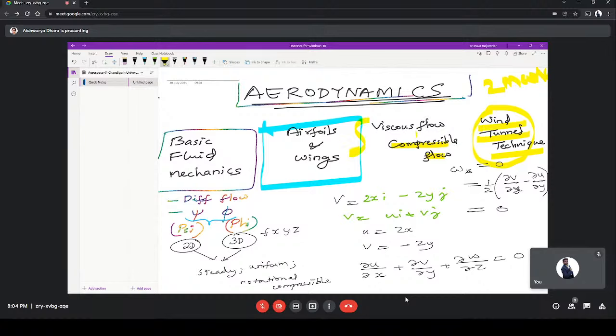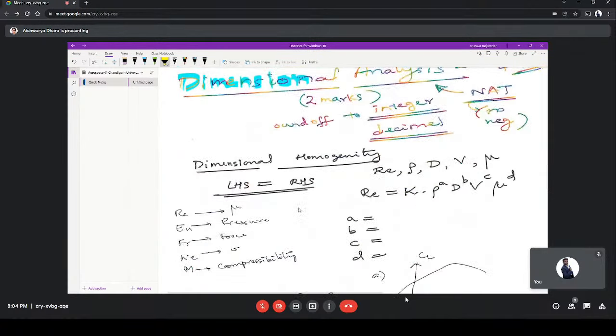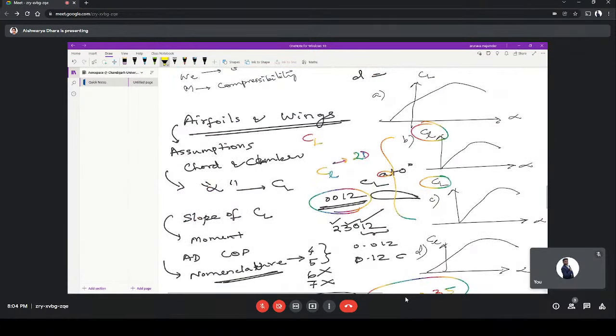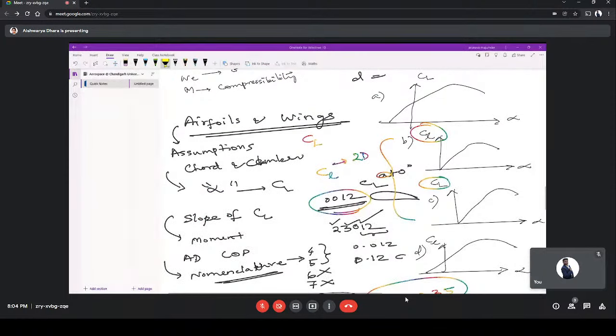From viscous and compressible flow, we'll have another session tomorrow, where we will discuss viscous flow and compressible flow. And for airfoils and wings, we have already discussed the important things you have to follow. Any other questions are welcome. If you want any particular suggestions, tips and tricks, apart from what we have discussed, we can discuss that too, so you can write in the Q and A session.